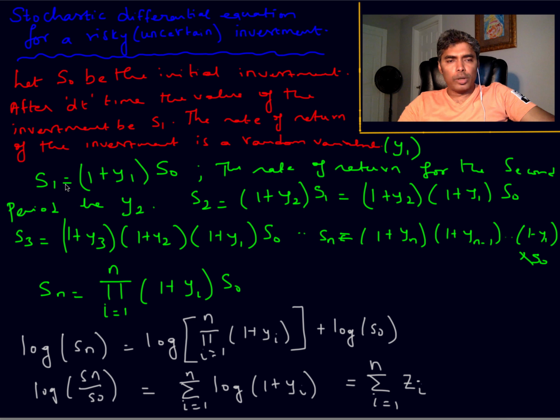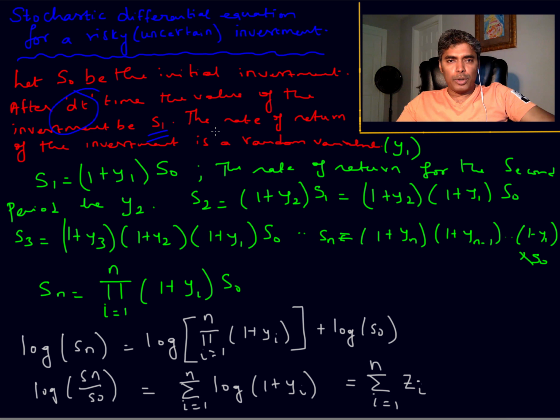Hi, in this video I'm going to talk about the stochastic differential equation for a risky investment. To start, I'm going to take the initial investment as S0, and after a small duration dt, the value of the initial investment is going to be S1. The rate of return of the investment is going to be a random variable.